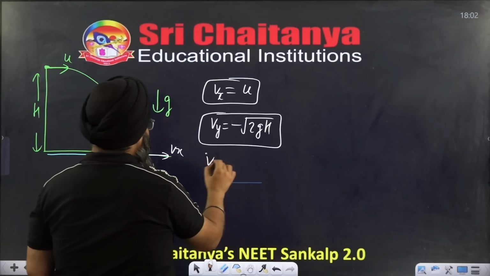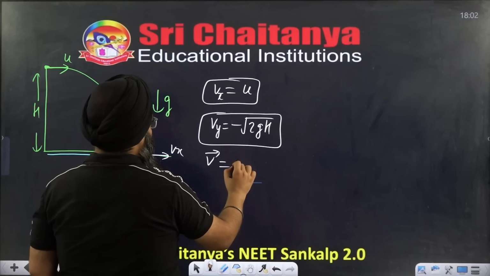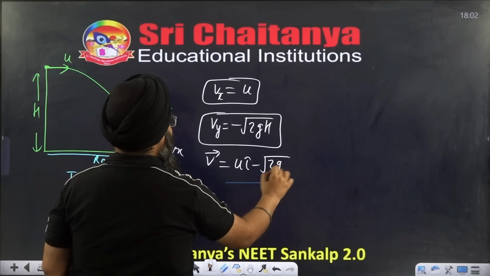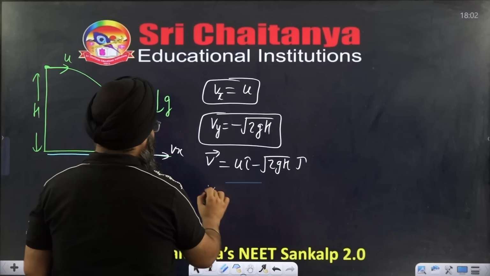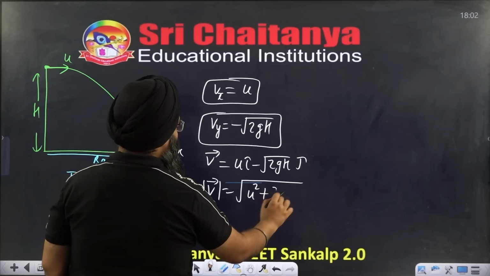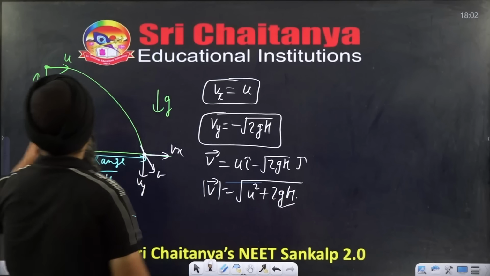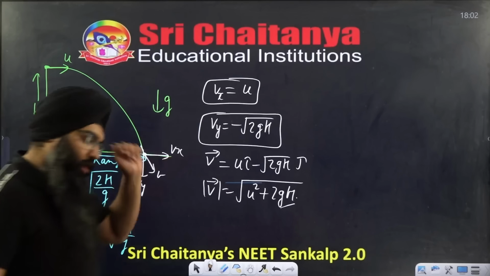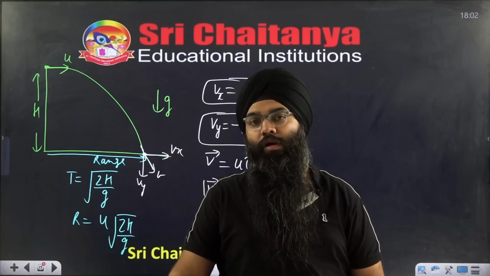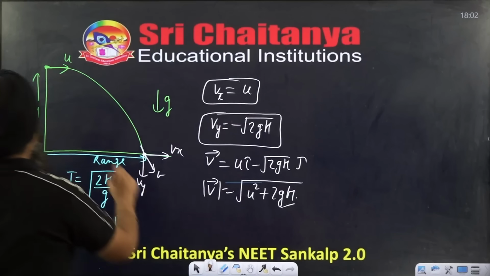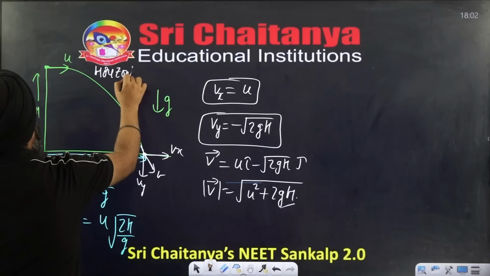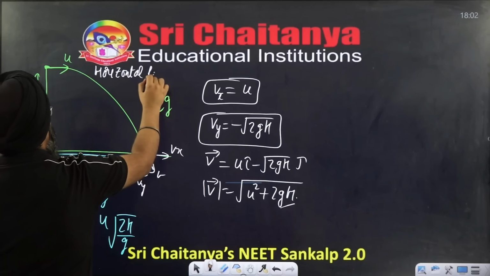So the V vector can be written as u i cap minus under root of 2gh j cap. They can also ask you the magnitude of this velocity. That will be under root of u square plus 2gh. So this will be the case in which I have thrown the particle from the tower at a height h with a horizontal velocity u. This is called a horizontal projectile. This format is basically called a horizontal projectile.